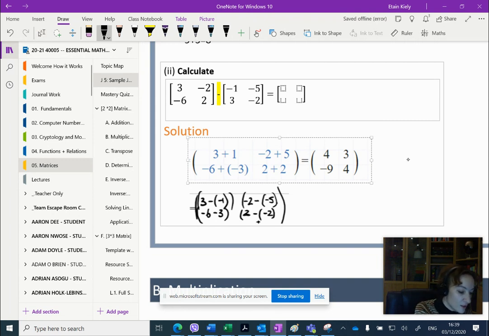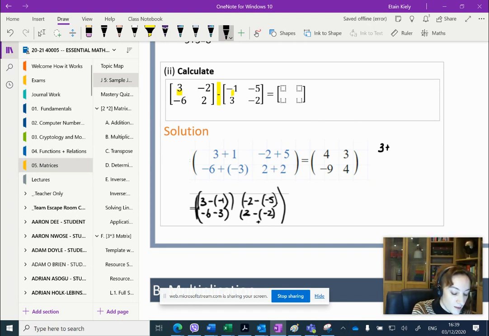So the first one we're going to look at is this one here. We're going to look at 3 and minus 1. So we have 3 minus minus 1, which is going to give us a plus. So we have 3 minus minus 1, and that is going to give us 3 plus 1, which is giving us 4 for our first element here.